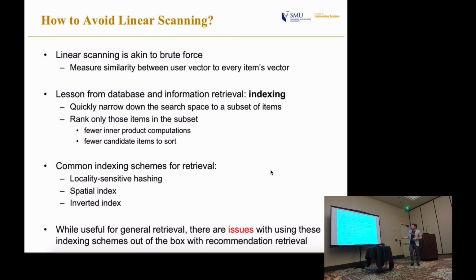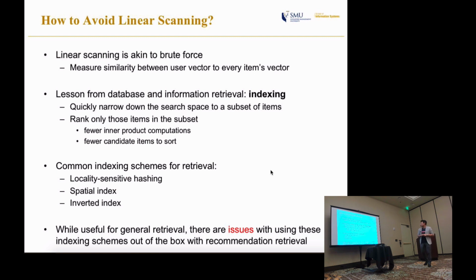Now, there are 3 common indexing schemes for retrieval. I'm going to introduce each one of them quickly after this, but these are all relevant for the purpose of recommendation retrieval. And in fact, these are going to be the kind of index schemes that are most common in terms of this problem. So the 3 are locality sensitive hashing, spatial indexing, and inverted index. Now, each of them has been used in many different scenarios.